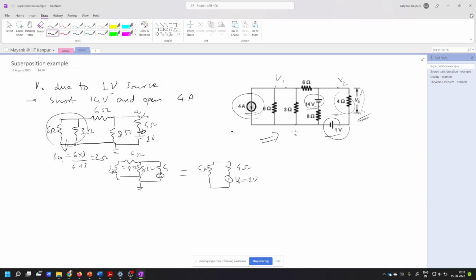Right? Now you want to find the voltage across this A and B. What will be the voltage across this? Tell me, what is the voltage across it? Hello?